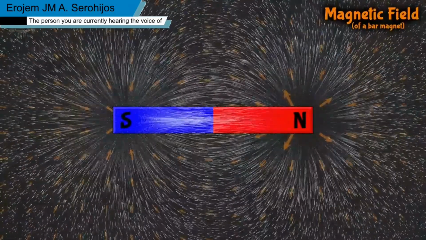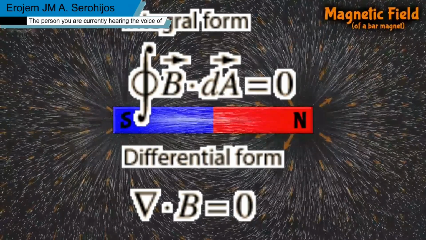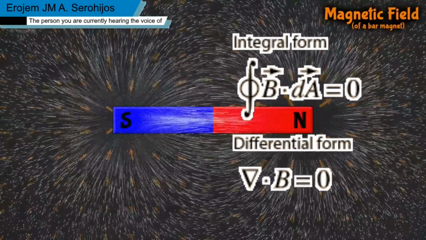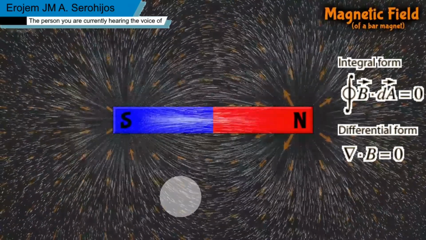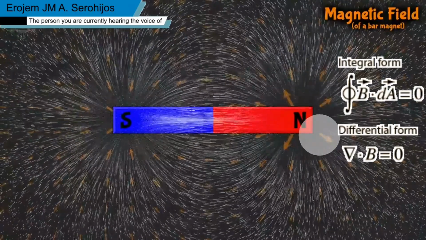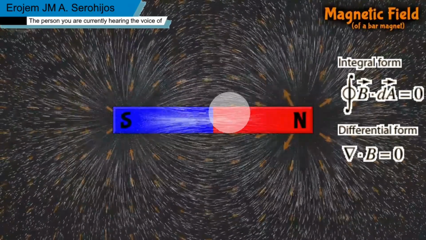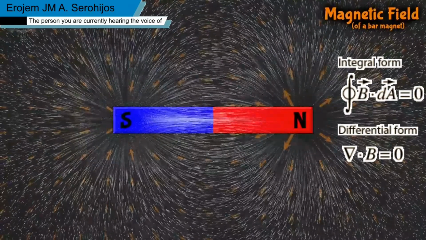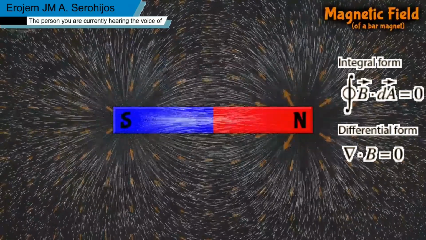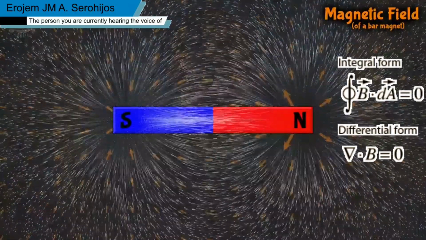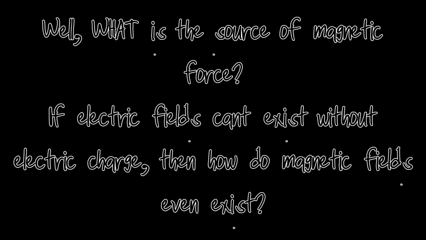This entire phenomenon is described in Gauss's law for magnetism, which, in very simple terms, states that at any region in the magnetic field, the amount of magnetic field vectors directed into a region in the field is always equal to the amount of magnetic field vectors directed out of a region in the field. In other words, there is no source or absorber of magnetic field lines or vectors. Therefore, there is no such thing as magnetic charge. Only electric charges exist. Well, what is the source of magnetic force if electric fields can exist without electric charge? Then how do magnetic fields even exist?